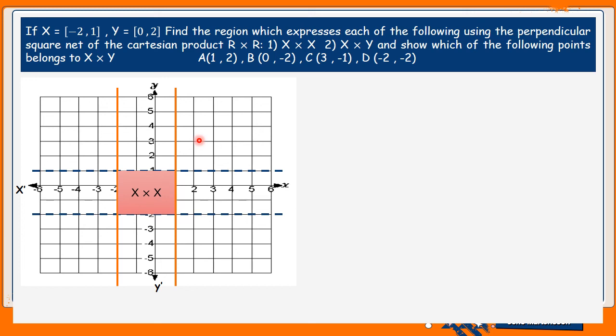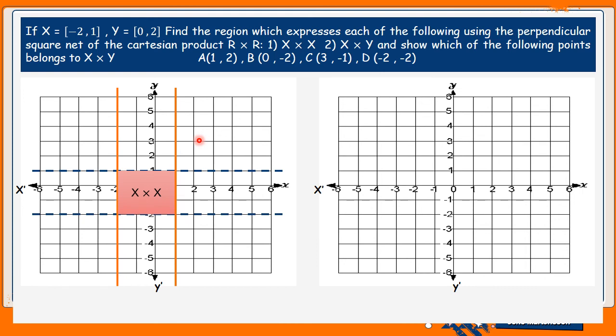So we want to draw another example, x cross y. Here is the coordinate plane. We want to plot the interval -2 like this, 1 like this, then plot y at 0 and 2, then identify the region. What is the region? The intersection here in this rectangle. So this is the region x cross y.